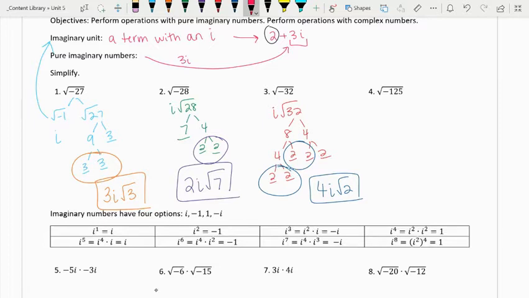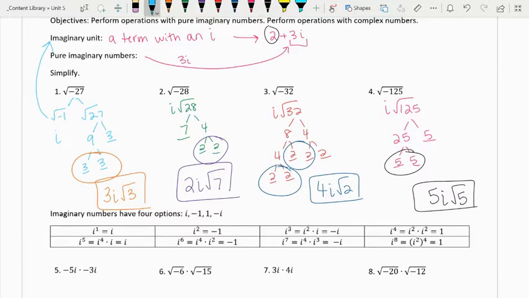On number 4, pop an I out, you're left with 125, which is 25 times 5, and 25 is 5 times 5. So you're left with a pair of 5's on the outside, an I, and a lonely 5 on the inside.